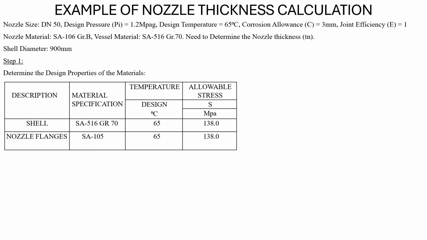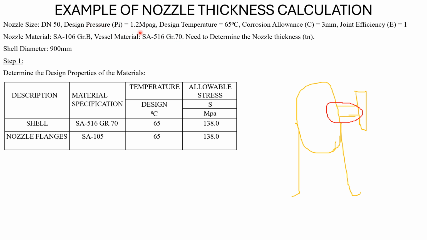Let's take an example to determine the nozzle neck thickness, with a nozzle size of 50 mm on a shell. For example, this is the nozzle, this is the pressure vessel, and you have the nozzle here. You want to determine the thickness of this particular nozzle, and we are going to see how. This nozzle is of 50 mm.